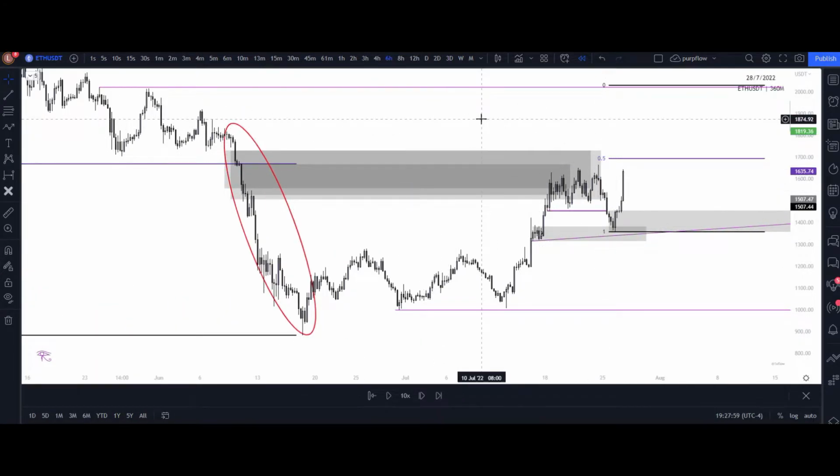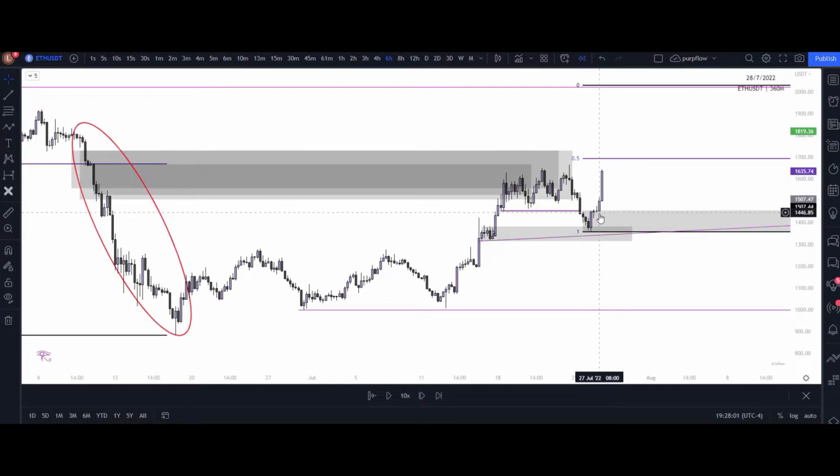Because now we understand the narrative. Now we understand where liquidity is being taken. Now we understand where that demand and supply is being introduced, and now we can look to capitalize off that. So this was a reaccumulation scenario. Let's go ahead and play it out.